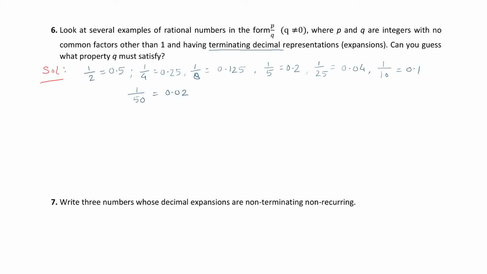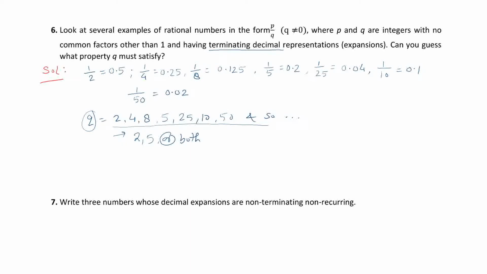So we can also take so many examples whose decimal expansions are terminating. So it is saying, can you guess what property q must satisfy? So here we can see the value of q is like 2, 4, 8, 5, 25, 10, 50, and so on. So when the value of q is like these, its decimal expansion will always be terminating. So we can say when q is in the form of 2 to the power, 5 to the power, or both.